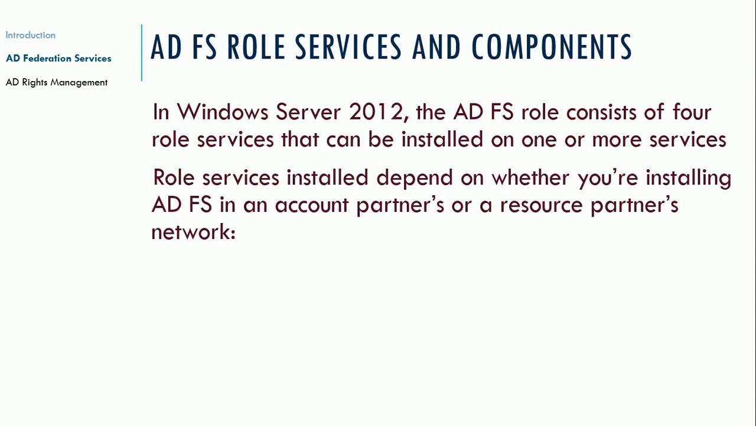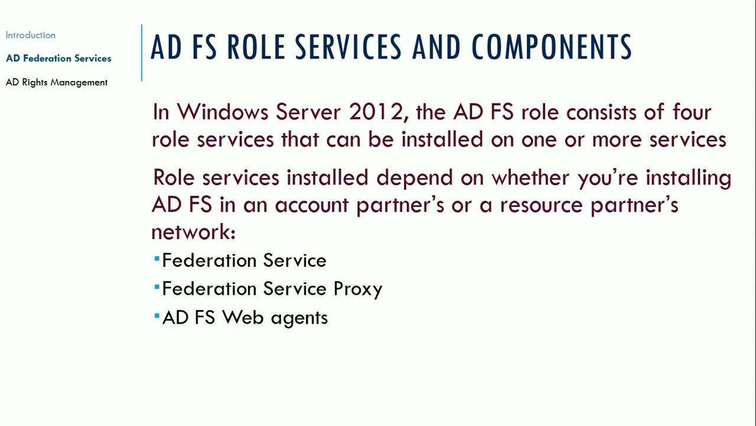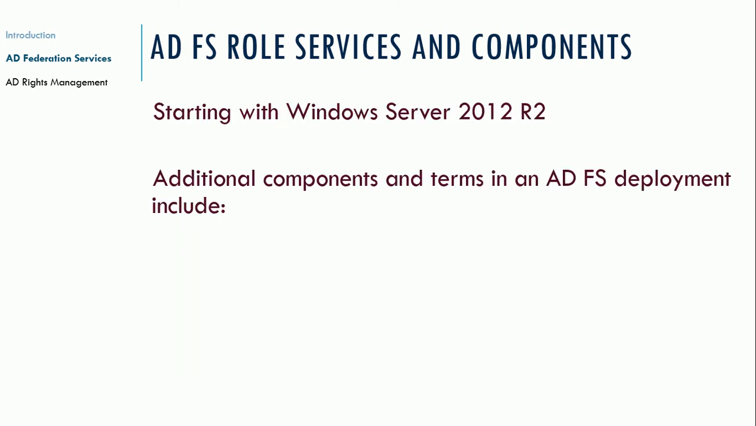So in Server 2012, the ADFS role consists of four role services that can be installed on one or more servers. All right, so here are the services that are installed, depending on whether you're installing ADFS in an account partner's or a resource partner's network. So it'll be the Federation service, a proxy, and ADFS web agents, which can be claims-aware or Windows token based, as I just discussed, right? So it could be claims-aware, where it's embedded in that token in 2012, or Windows token based, which has a little less functionality but can still be used.